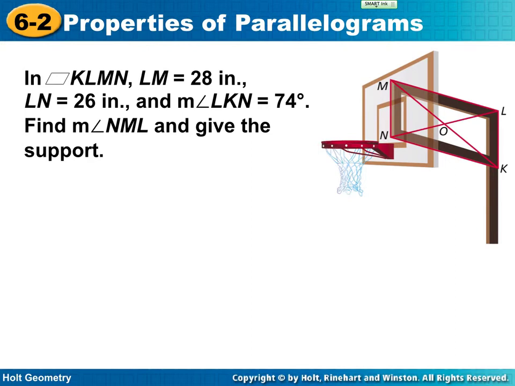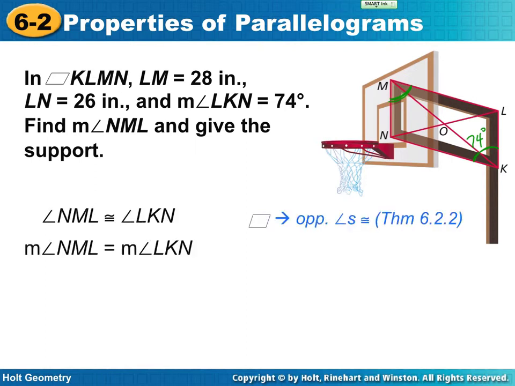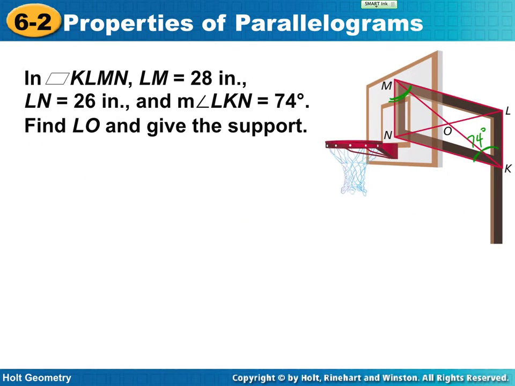Those that haven't shown me yet, look at which angles you're looking for and which you're given. 106. It should be 74 degrees. You were given LKN. You were given this one as 74, and you are trying to find NML, this one. So you're trying to come up with the opposite angle, not the consecutive angles. So that was opposite angles theorem, 74 degrees.